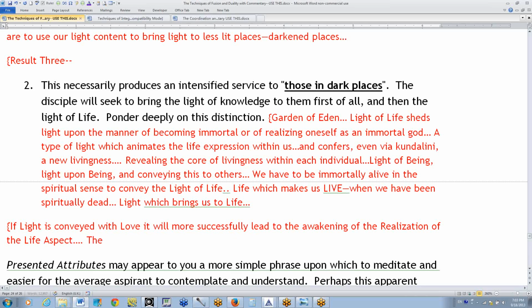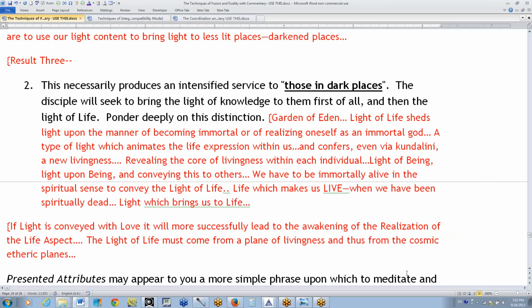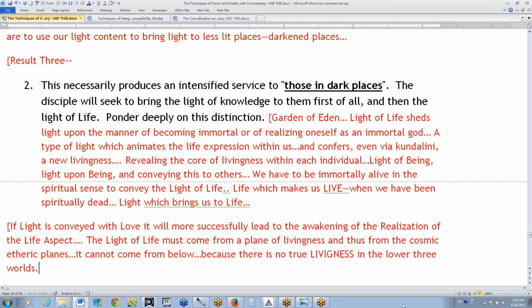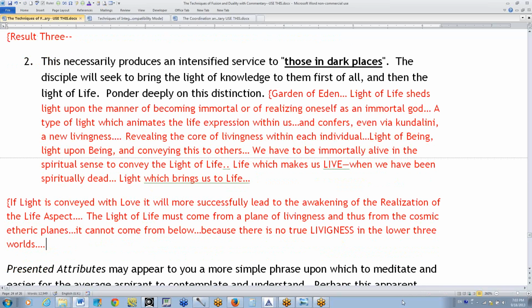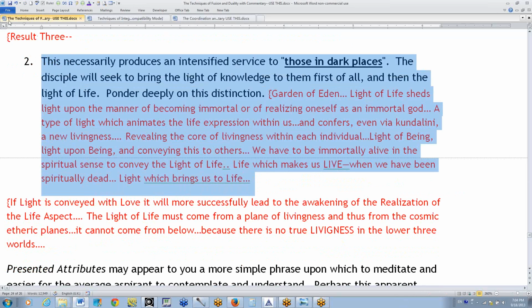The light of life must come from a plane of livingness, and thus from the cosmic etheric planes. It cannot come from below, because there is no true livingness in the lower three worlds. So it's got to be cosmic etheric in its nature. At least these are some thoughts then about the light of life.